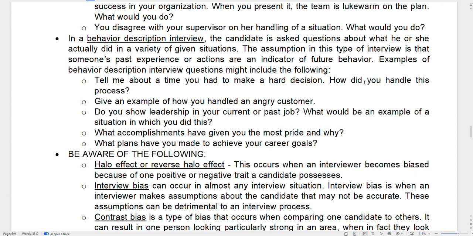Now, be aware of the following. Halo effect or the reverse halo effect. This occurs when an interviewer becomes biased because of one's positive or negative traits a candidate possesses. So, pinakamasamang pwedeng gawin ng HR practitioner is yung maging bias. Yung medyo may papaborons ka. Yung ayaw mo sa color niya, so ayaw, gano'n.